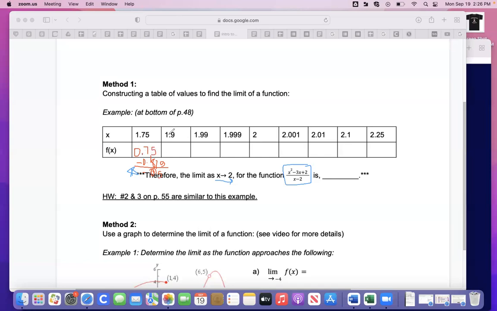Okay, and so we're going to do the same thing with 1.9. So 1.9 is going to get plugged in here, so it'll be 1.9 squared minus 3 times 1.9 plus 2. If you do that in your calculator, you should get negative 0.09. And then 1.9 minus 2 is just negative 0.1. So negative 0.09 divided by negative 0.1 is going to give you 0.9.